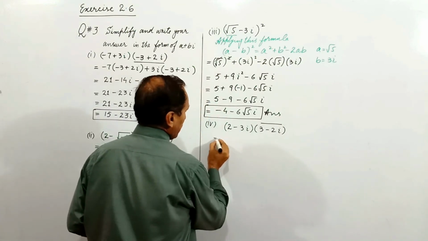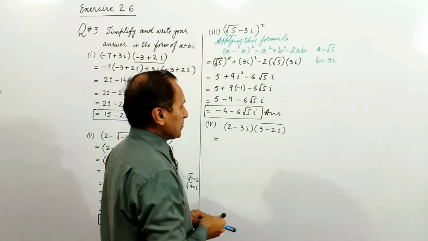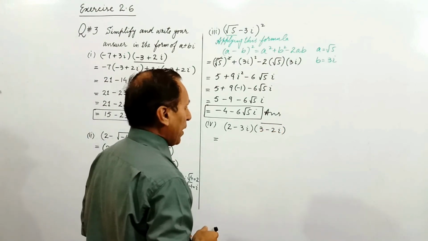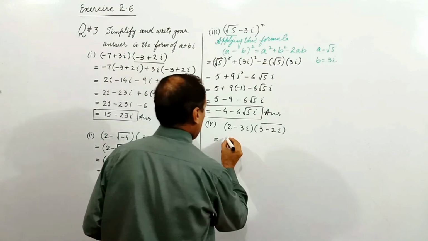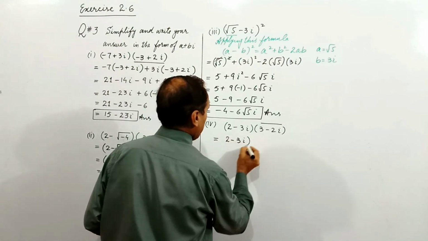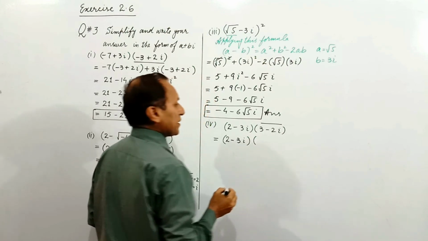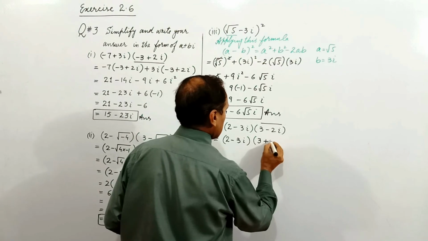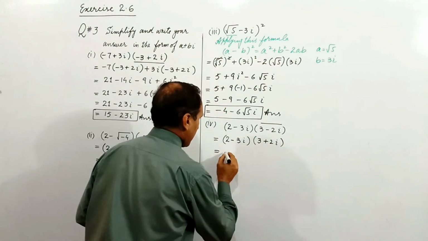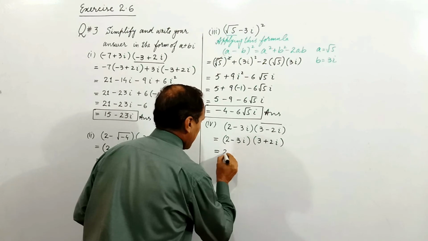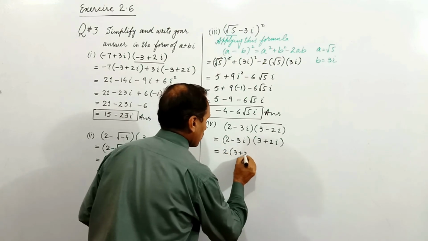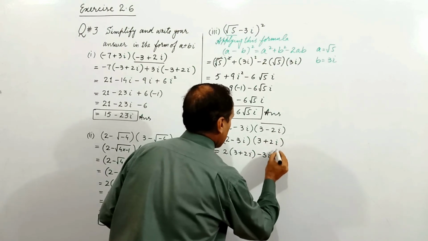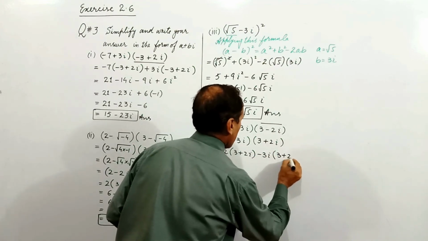In the next part, part 4, we observe there is a bar symbol over the second complex number. Bar means conjugate. So first of all we have to write its conjugate. The conjugate can be written by changing the sign of iota, and that becomes 3 plus 2 iota. Now we multiply 2 into 3 plus 2 iota. Minus 3 iota is multiplied to the second expression 3 plus 2 iota.